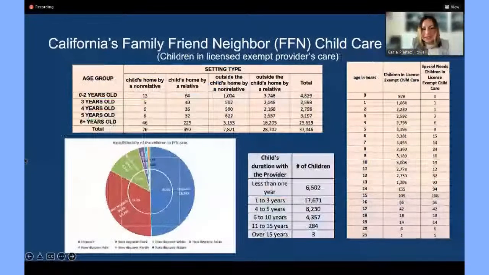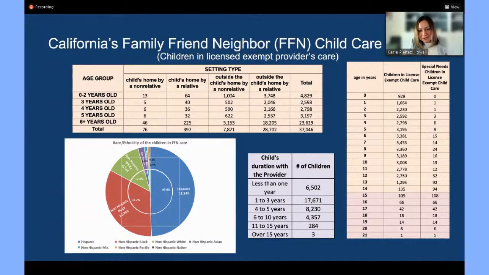Just diving deeper into who are the children served by family, friend, and neighbors. There's about 37,000 children served by family, friend, and neighbors throughout the state. And the chart to your far right gives you an overview of the age group of the children served. The largest age group was 6 and over. That ends up being about 18,000 children being served that are 6 and older. So slightly on the higher age range.